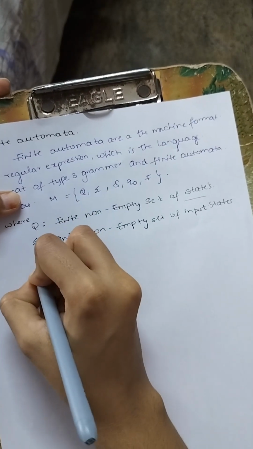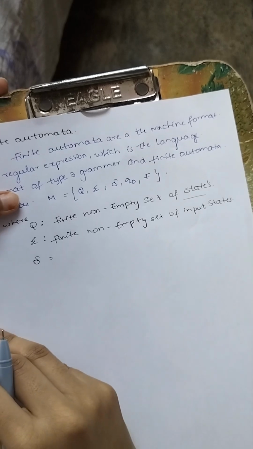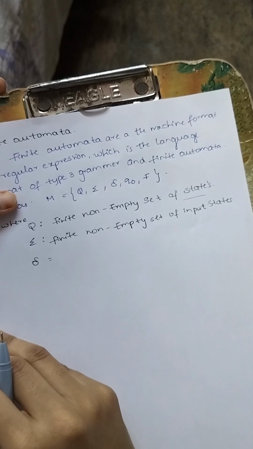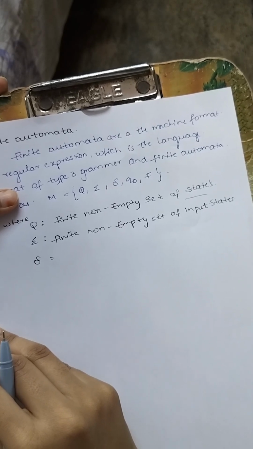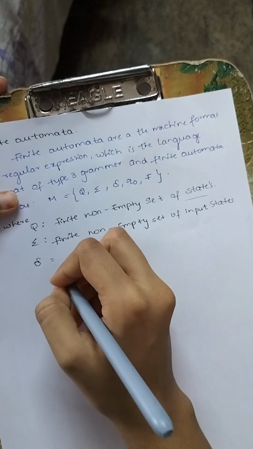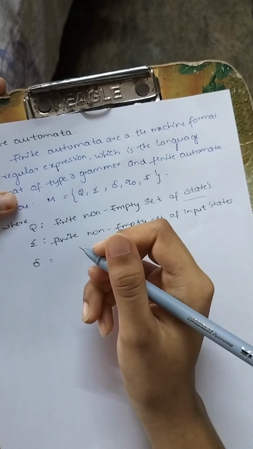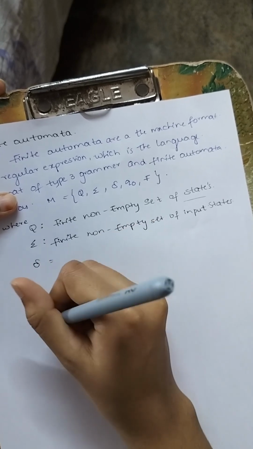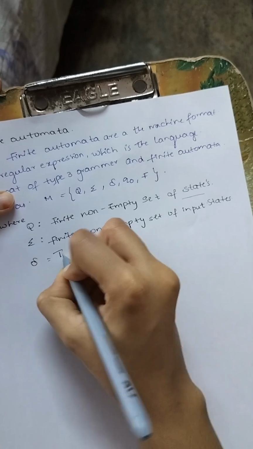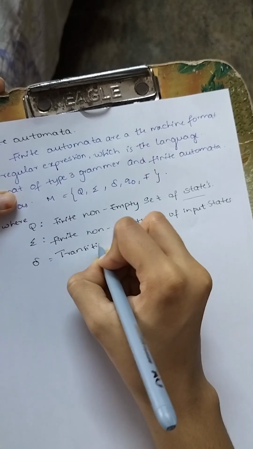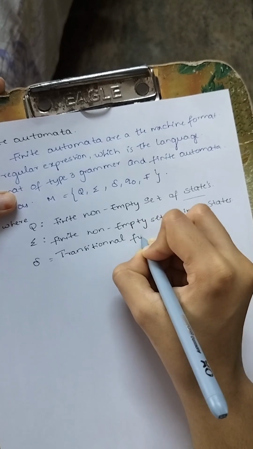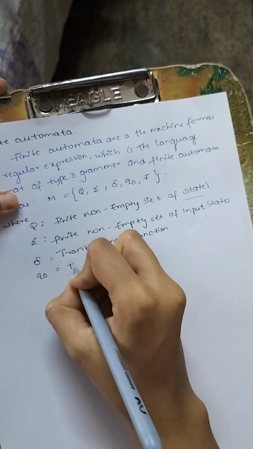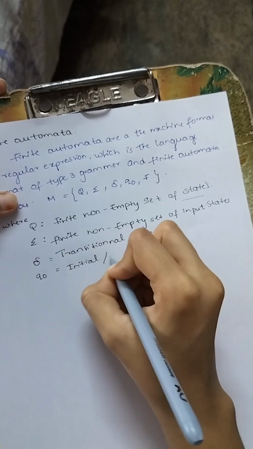Again, delta is the transitional function. We have seen how the transitional state function is defined in the characteristics of the finite automata. Now let us see what delta is in further videos, how the representation of the finite automata is done with the help of this delta. So delta is a transition function, where Q naught is the initial or beginning state.